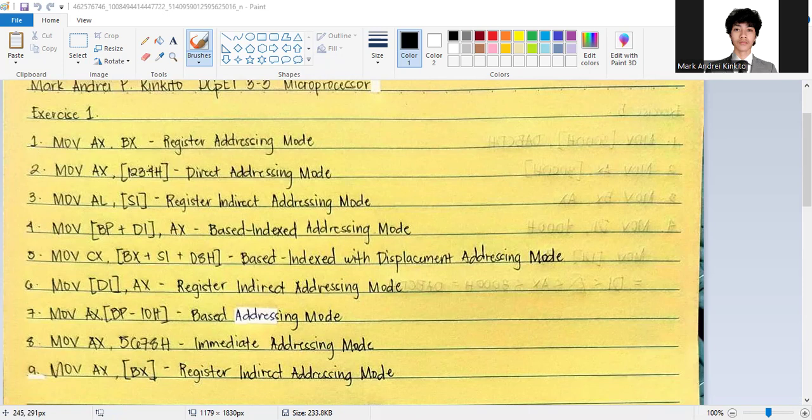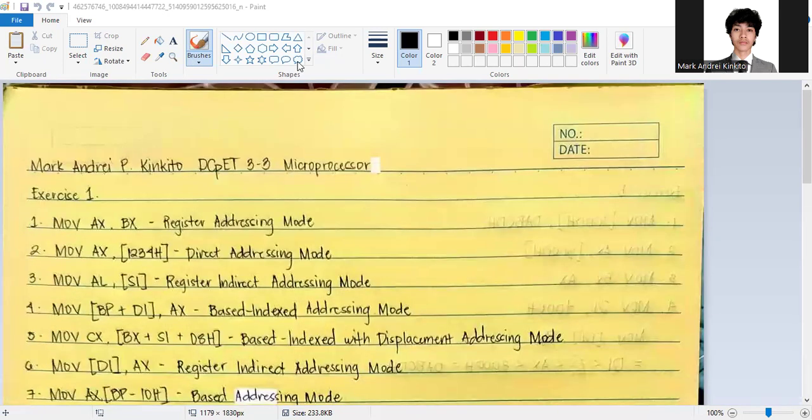So, for number one, it's moving BX to AX. So this is register addressing mode. Register addressing mode is just copying the register into another register.